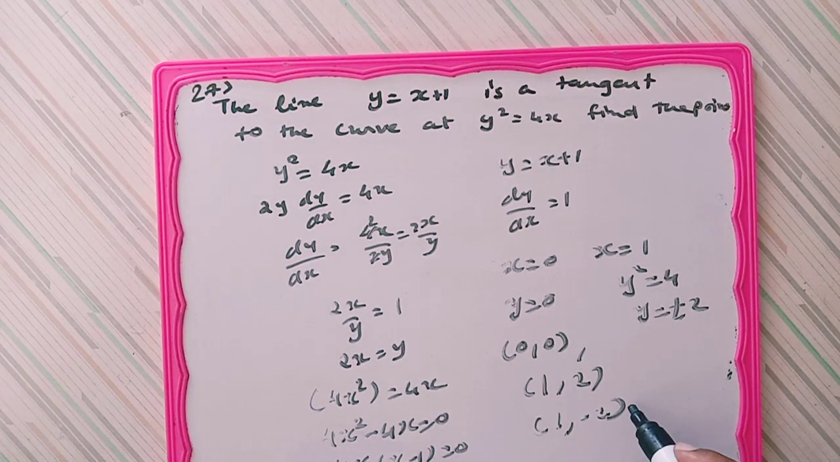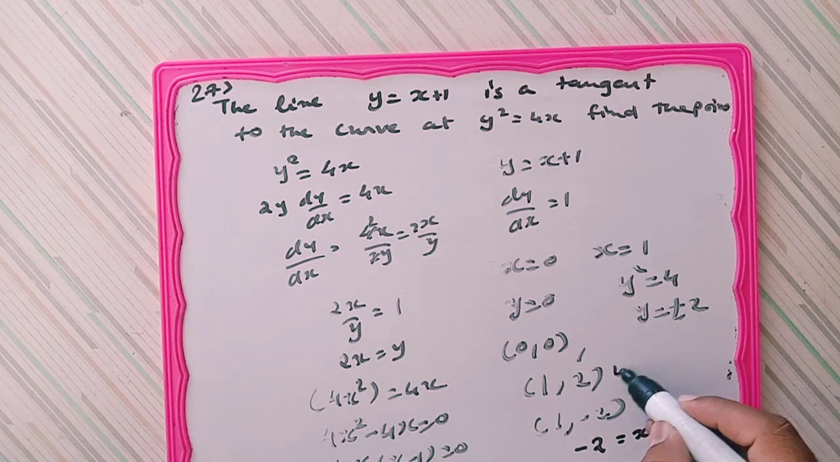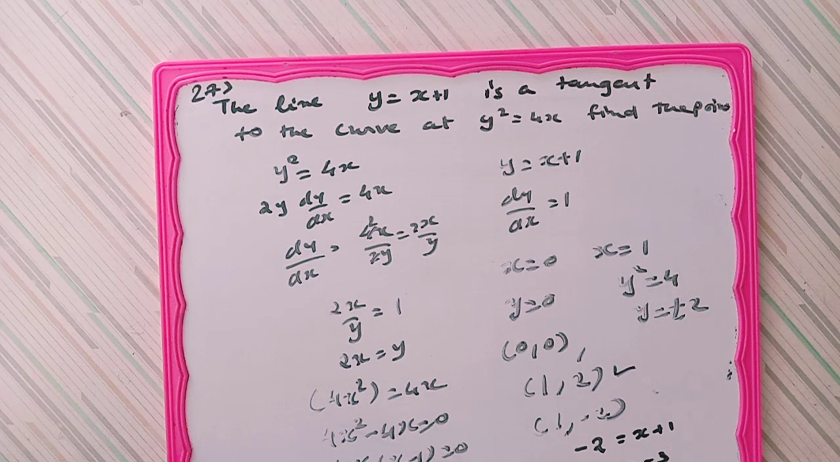Now (1, −2) is not possible, because if we take y equals minus 2 in the line y = x + 1, then x equals minus 3, which is not satisfying the equation. And so at these two points, (1, 2) and (0, 0), the line y = x + 1 will be a tangent of the given equation.